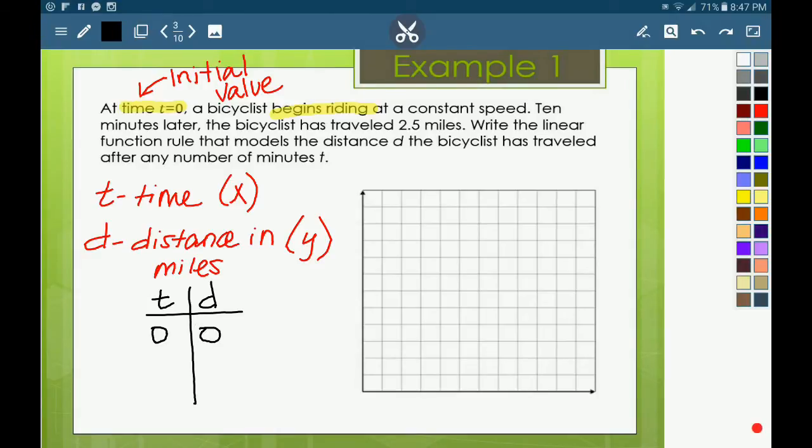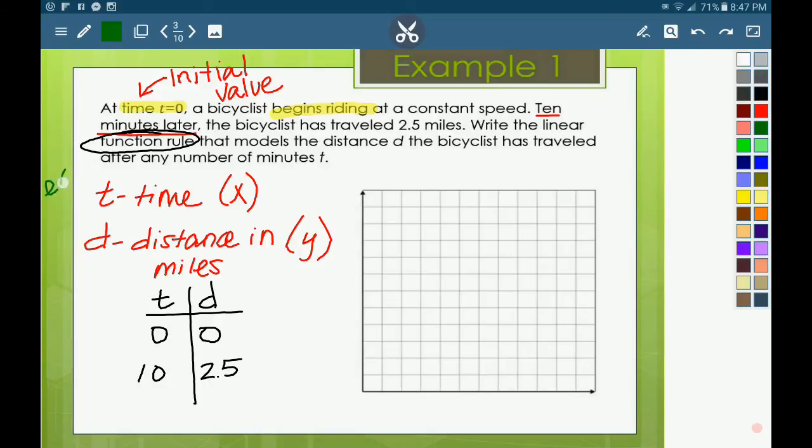So let's read the next sentence and see if they give us any other points, or if they give us a rate of change of some sort. It says 10 minutes later. That seems like it's going to be a value we can put in our table. So 10 minutes later, that means time t equals 10. The bicyclist has traveled 2.5 miles. Okay, so they did give us another point in our table that we can use to be able to construct the function. It says write a linear function rule. Remember, linear function rule just means equation.